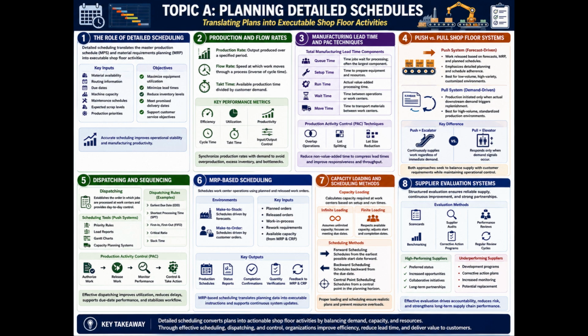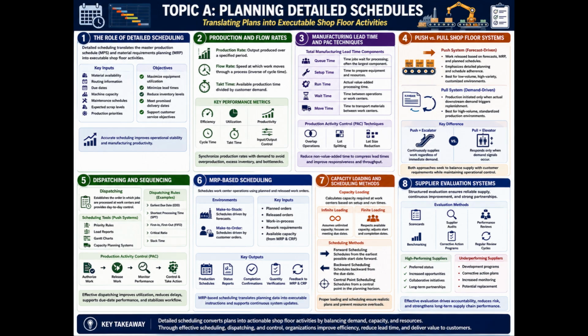Detailed scheduling translates high-level plans from the Master Production Schedule (MPS) and Material Requirements Planning (MRP) into executable shop floor activities. Its purpose is to determine what work must be performed, where it will occur, when it should start and finish, and which resources will be required.